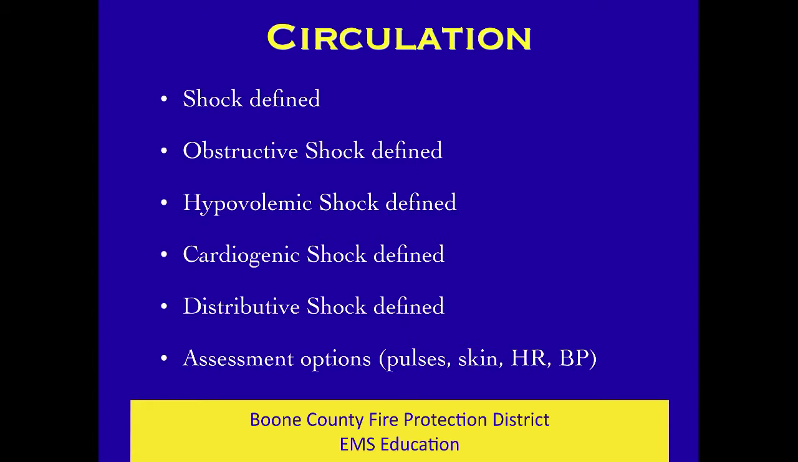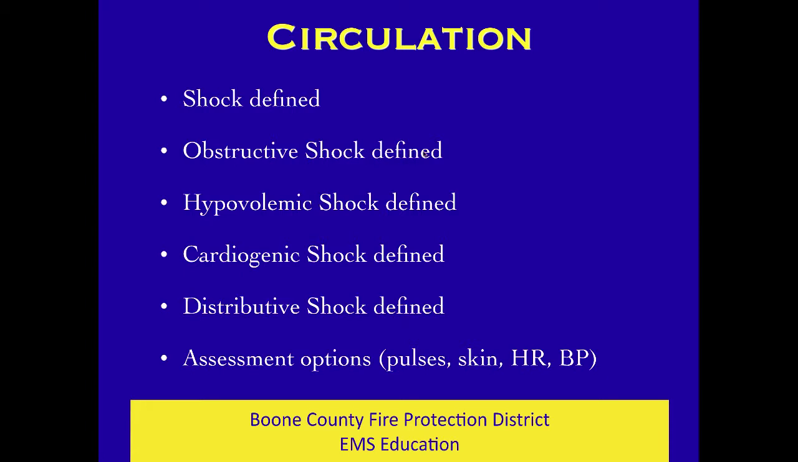Circulation discussion, we're going to talk about shock and define shock. Shock would be inadequate tissue perfusion. You should come out of EMT school already programmed to say that. Inadequate tissue perfusion, inadequate delivery of oxygen to the cellular level. There's basically four categories of shock. You can have an obstructive shock, a hypovolemic shock, a cardiogenic shock, or a distributive. And we need to talk about what each of those involves.